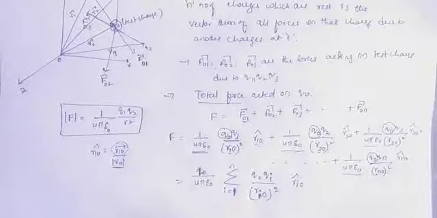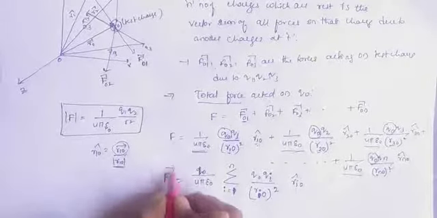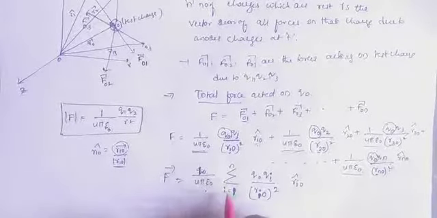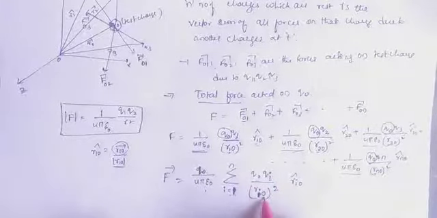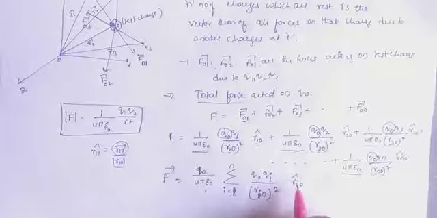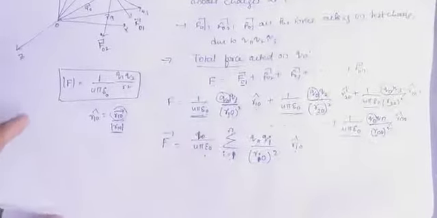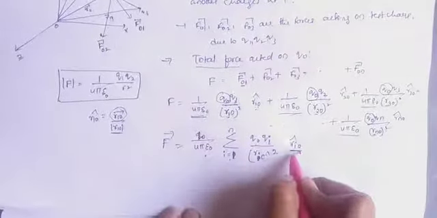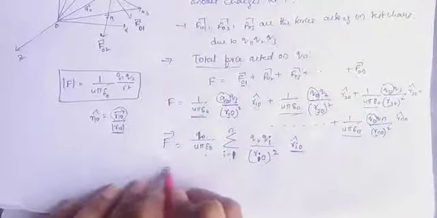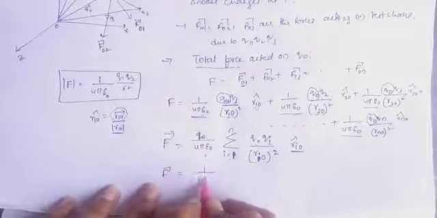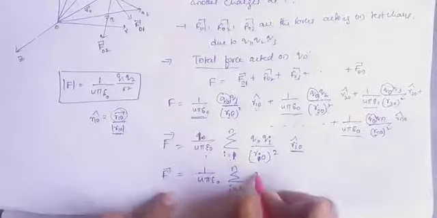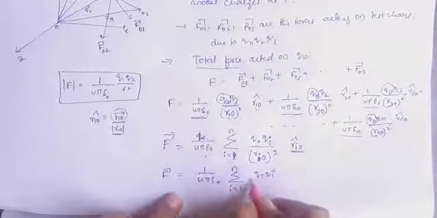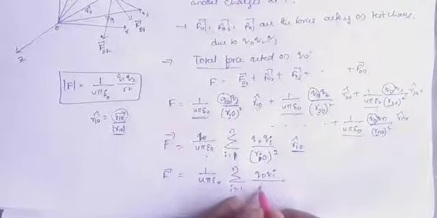So now the total force F is equal to 1 by 4 pi epsilon naught, summation over i equals 1 to n, q naught qi by ri0 square and ri0 cap. Here we have to get the direction. So for the direction we can also write F is equal to 1 by 4 pi epsilon naught, summation over i equals 1 to n, q naught qi, so this is the ri0 vector, no? So it can be written as what?